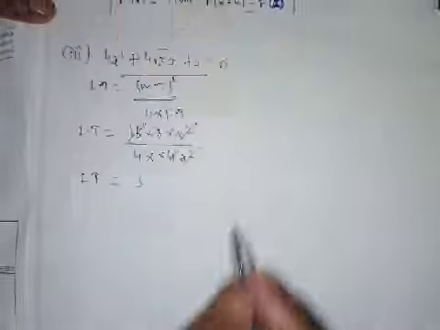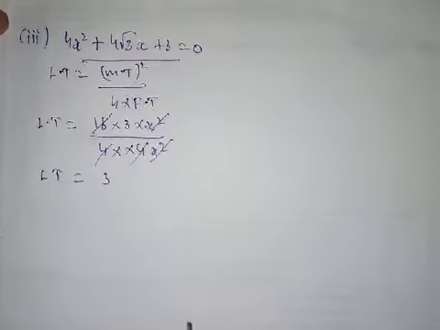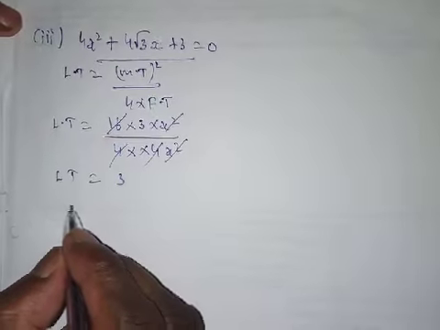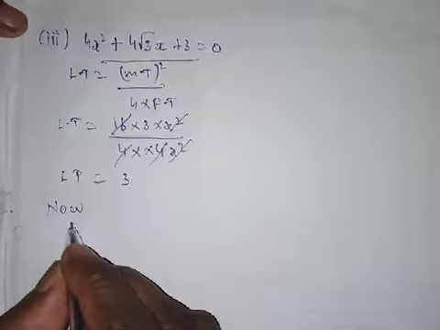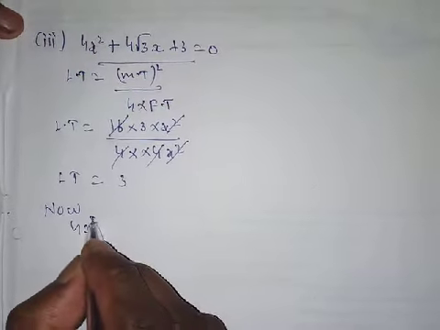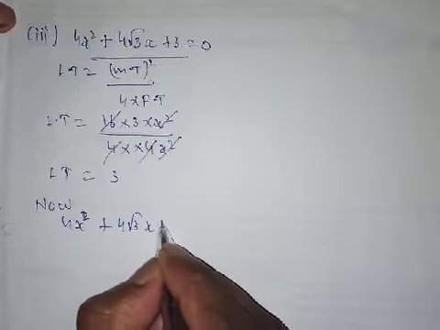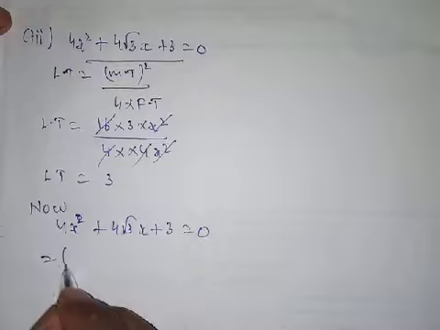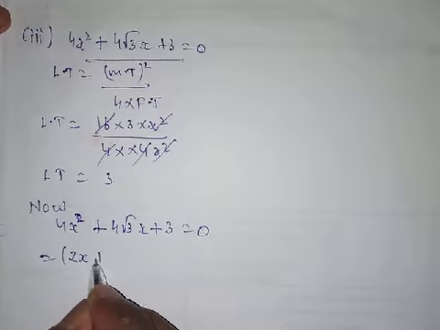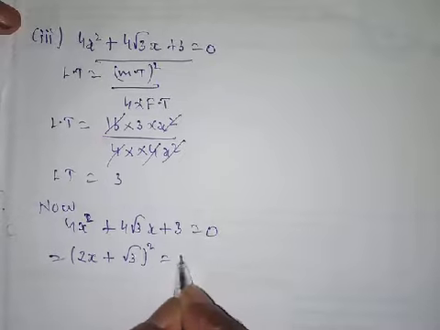So this is a perfect square. Got it? So this is a perfect square. It is given a perfect square only. So how we'll write it now? In perfect square form, 4x square plus 4 root 3x plus 3 is equal to 0. So root of 4 is 2x plus sign. What is the root of this? Root 3 whole square is equal to 0.